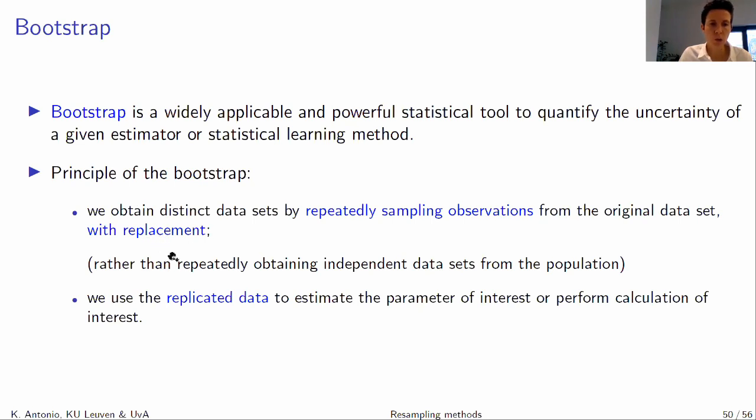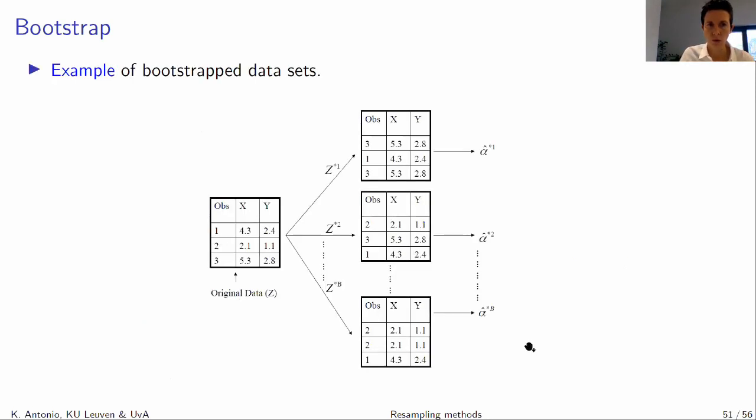We're going to do this with replacement, and we're going to then use the replicated data to estimate the thing we're interested in, or to perform the calculation of interest. So for instance, in a claims reserving exercise, you're going to use these artificial replicated data sets to calculate your reserve once again, to get a whole distribution of outcomes for your reserve.